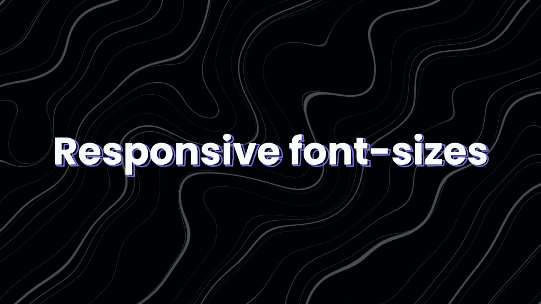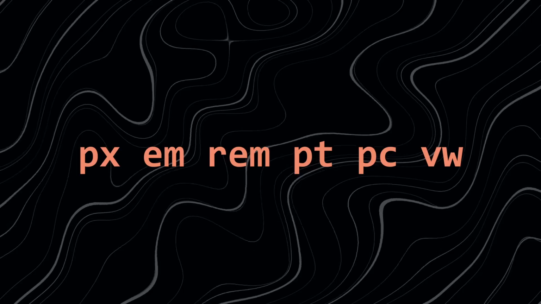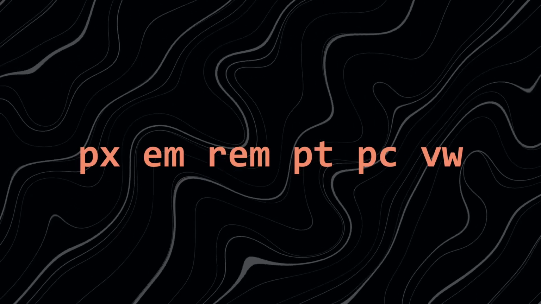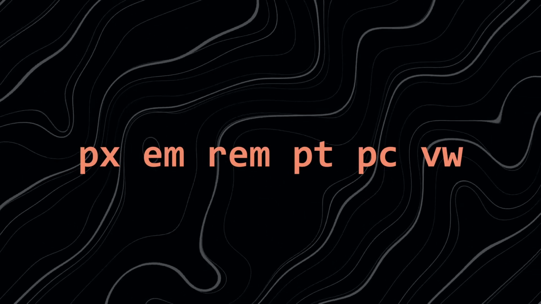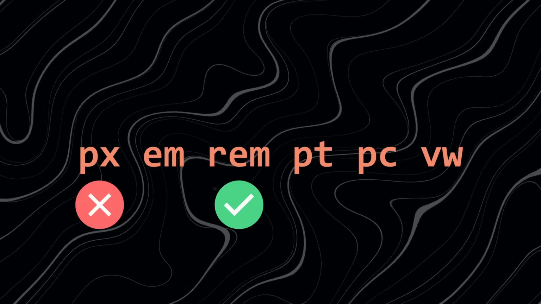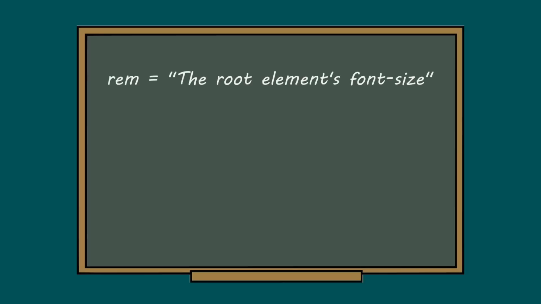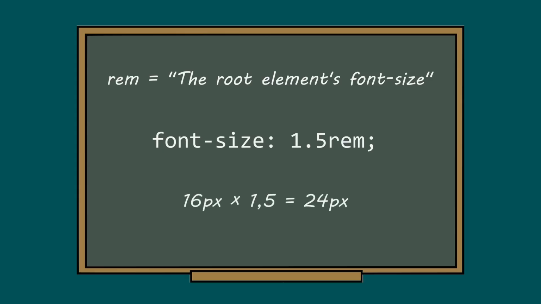Tip number 2, responsive font sizes. Font sizes should be treated very carefully. Unfortunately, none of the CSS units we use for font sizes are responsive on their own, so we have to come up with a modern CSS solution for it. First recommendation is, don't use pixels and use rem instead. Rem is a relative unit that scales relative to the root font size, which is usually 16 pixels per default. For example, if you apply a font size of 1.5 rem, that is 16 pixels times 1.5, which equals 24 pixels.